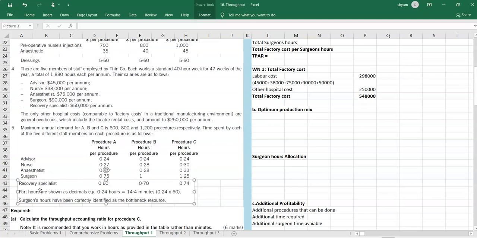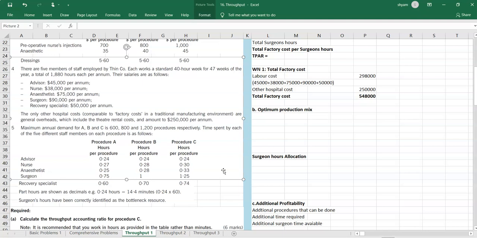For example, he says part hours are shown as decimals, that is 0.24 hours is shown as 14.4 minutes. So 14.4 minutes refers to 0.24 hours. That's how they have mentioned it. And they have finally told us surgeon hours have been correctly identified as a bottleneck resource. So they have declared it.